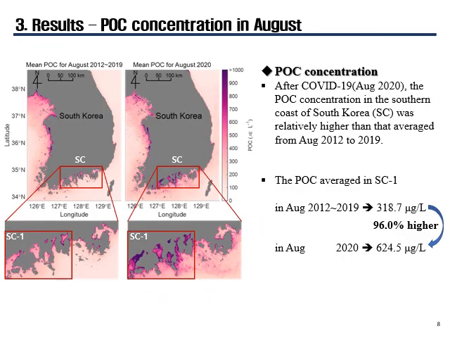And next is the visual of POC concentration in August. After COVID-19, specifically August 2020, the POC concentration in the southern coast of South Korea, namely SC, was relatively higher than the average from August 2012 to 2019.